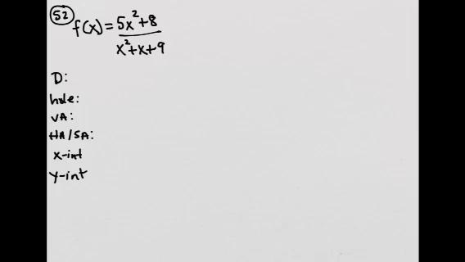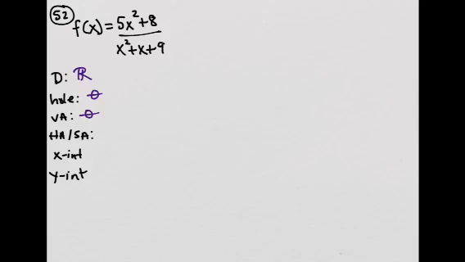So for the domain, we look at the denominator, and x could be anything because the zeros are imaginary. So the domain for this one is all reals. No restriction on the domain. Since it had no factors that canceled, it has no holes. And because the domain is all reals, it has no vertical asymptote.